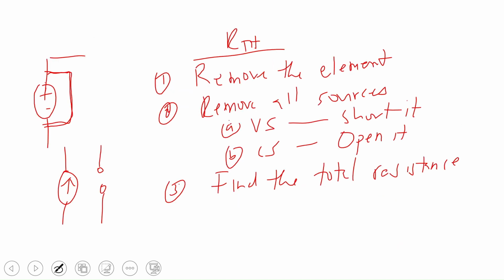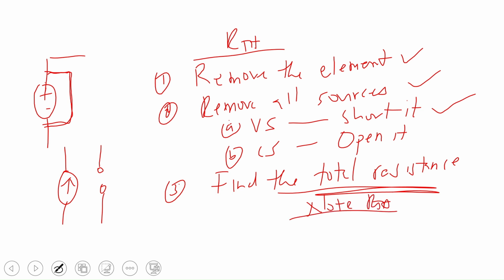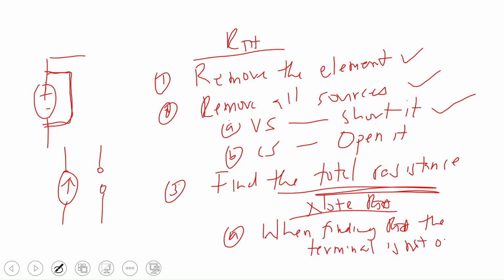The next step, as we just looked at, we have removed the element, we have removed all sources. This question was only voltage sources, so we have shorted all of them. The next thing is to find total resistance. But I want you to note something about RTH. When finding RTH, the terminal is not open, right? RTH is not an open resistance.